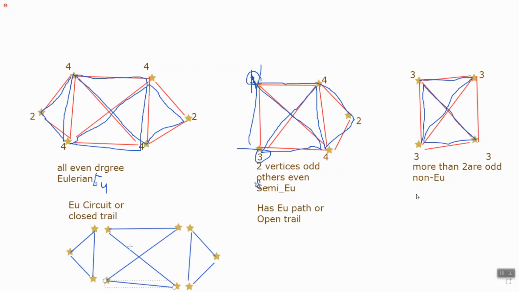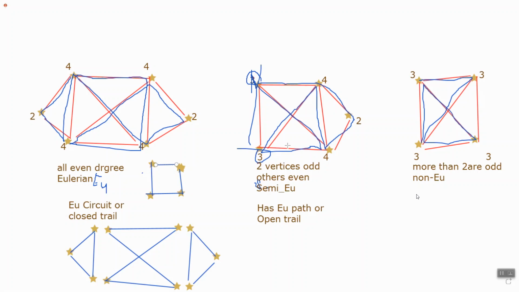You can write it this way. The middle part is isomorphic with this, and this and this are isomorphic. So if the degrees are even, you can break into disjoint cycles. If it is Eulerian, you can break.